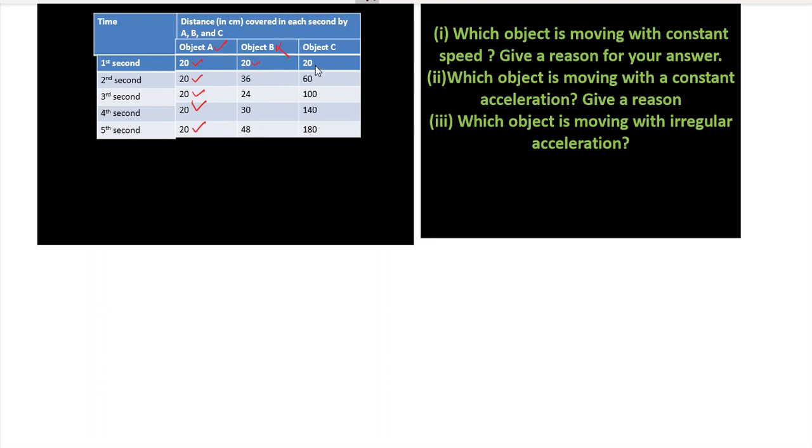Okay, what is happening over here? After every second, the distance covered by the object is increasing by 40 centimeter. So object C is moving with constant acceleration, since the body is increasing its distance covered by the same amount in the same interval of time. That's why it is moving with constant acceleration. Which object is moving with irregular acceleration? Object B is moving with irregular acceleration.